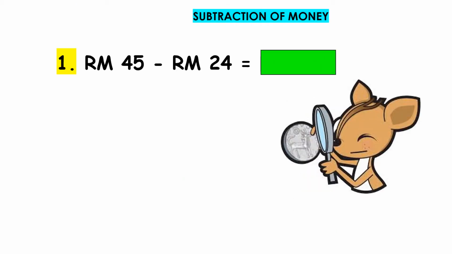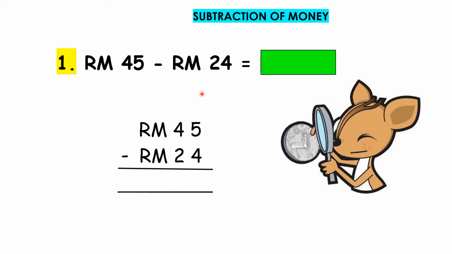Now we go through our subtopic of today, subtraction of money. Remember, subtraction means minus. The other words for subtraction are difference and balance. Example number 1, 45 ringgit minus 24 ringgit. There is no cent here, only ringgit. So we solve it in the standard written method.